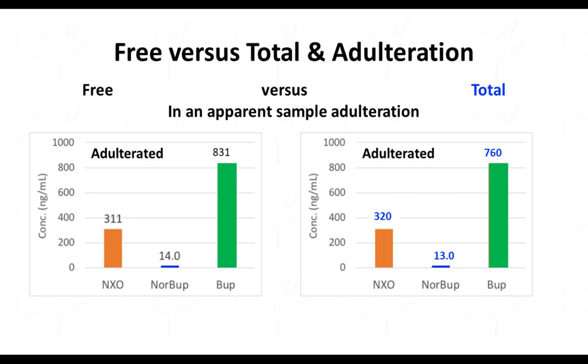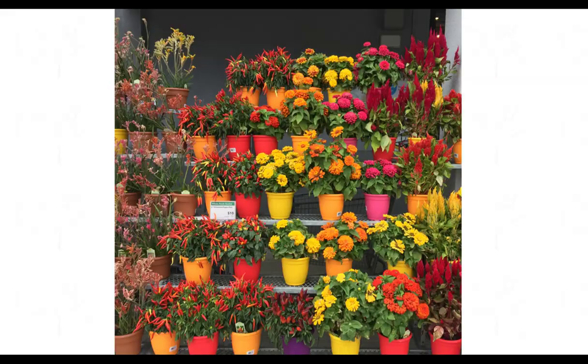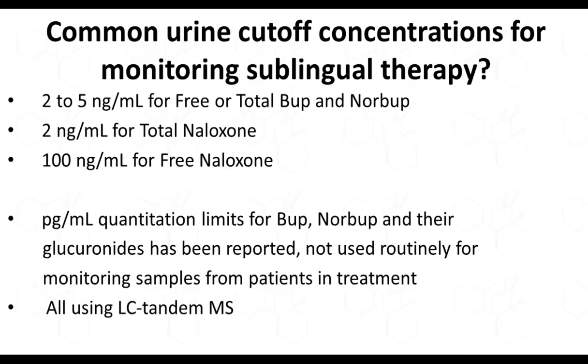So this really was emphasized for us when we tested this particular sample with both our free method and our total method. And what you can see is that we get almost exactly the same results, about 800 for the buprenorphine, around 300 for the naloxone, and almost the same results for the norbuprenorphine. So this essentially tells us that everything that's present in that sample is free. There's essentially no glucuronide.